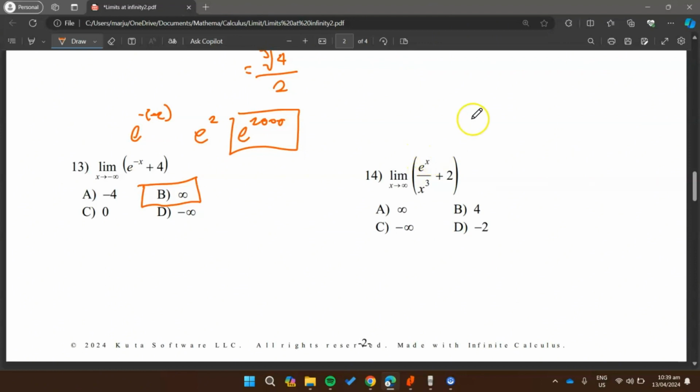So number 14, look at this one. This is top heavy. So top heavy, so meaning to say, if you are dealing with top heavy, it is approaching towards infinity, and we are approaching towards positive infinity. Therefore, this is again a positive infinity for number 14.